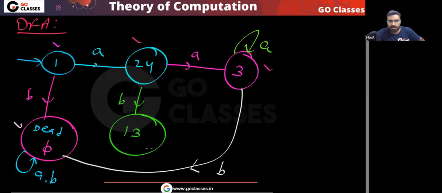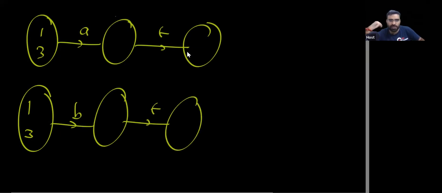Now this state 1, 3 is remaining. 1, 3 on A, 1, 3 on B. So on A, where will it go? And on B, where will it go? Tell me, on A, where will it go?